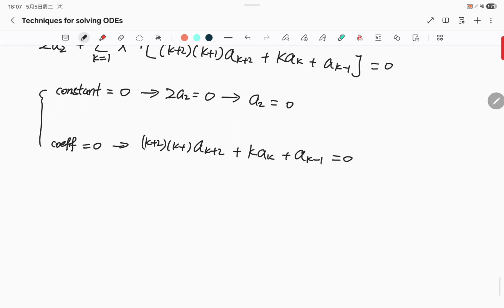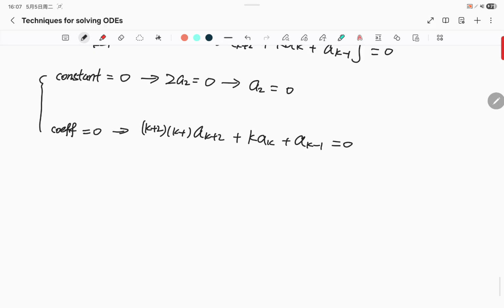Now, something very important is that we're going to need to get a recurrence relation. A recurrence relation is a relationship between the current term and future terms. If you look at the current terms, like currently I have this term, then if you have the recurrence relation, you can predict the future terms. So you're gonna isolate the future term. And what is the future term? It's the term that has the biggest k.